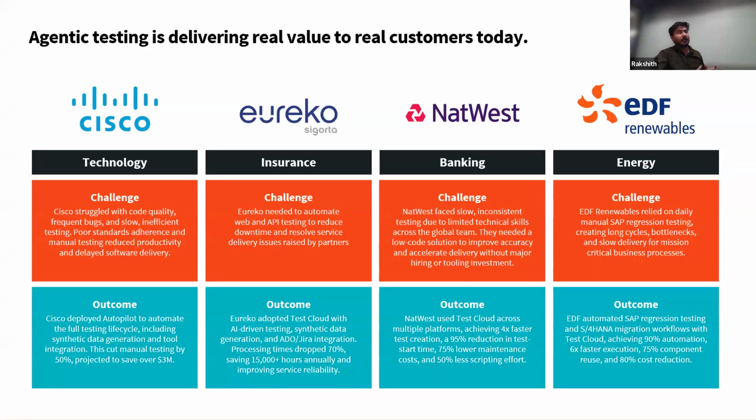These are some of the leading partners and leading customers that are using UiPath Studio, and they are completely utilizing the autopilot as well as built-in agents. As you know, this is Cisco, NatWest, Eureka, EDF Renewables. You can see the challenge Cisco was facing: code quality, frequent bugs, and poor standards. With the help of autopilot, it is able to do the complete live testing.